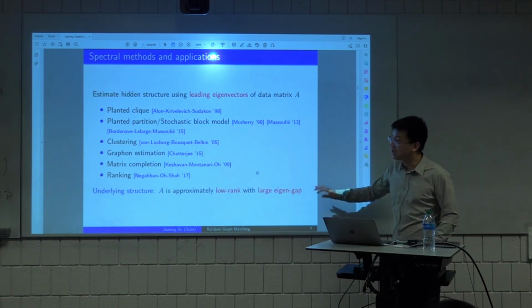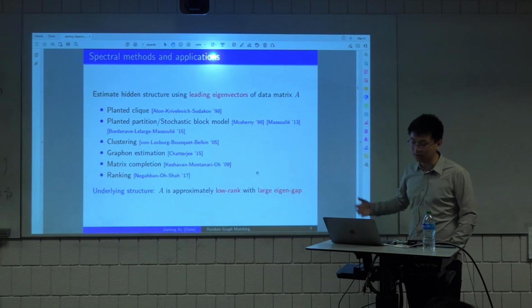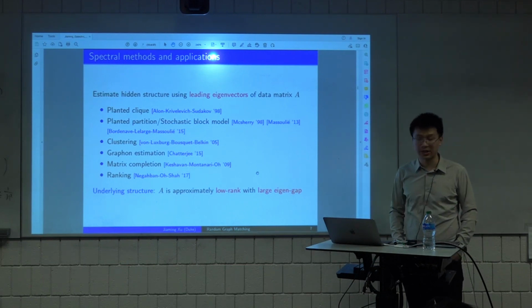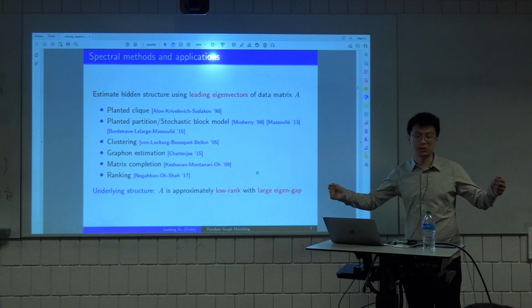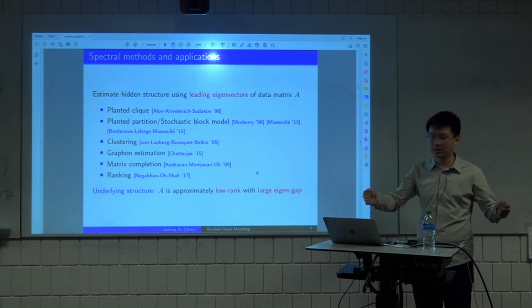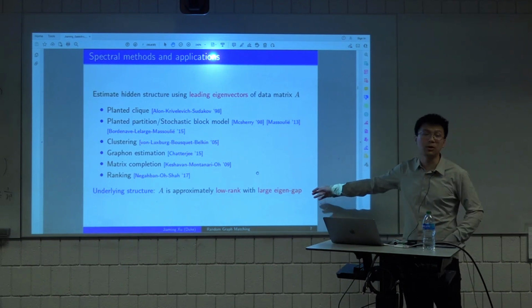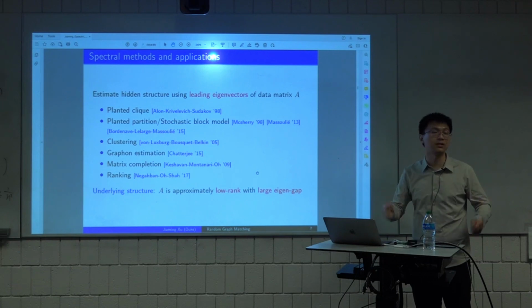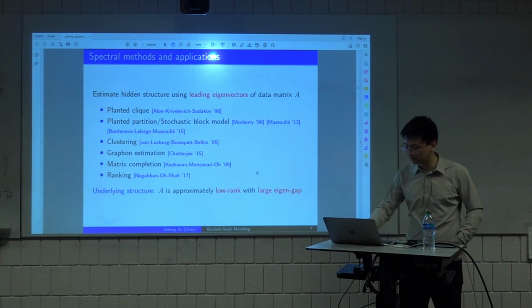Somehow, as I said, the underlying structure is that often this data matrix is approximately low rank with some large eigengap. So even if you have some noise, as long as the noise perturbation is smaller than the eigengap, you can still look at the eigenvectors to recover the hidden structure.